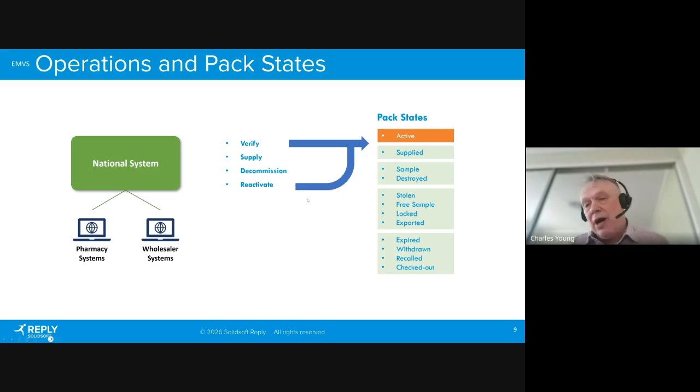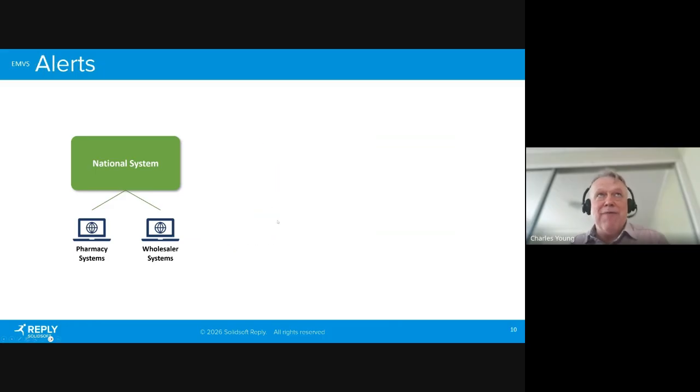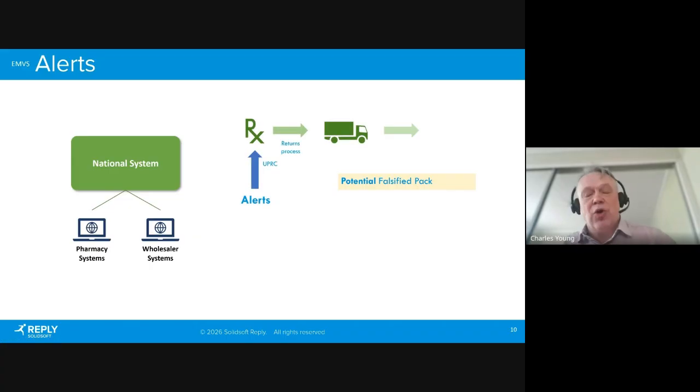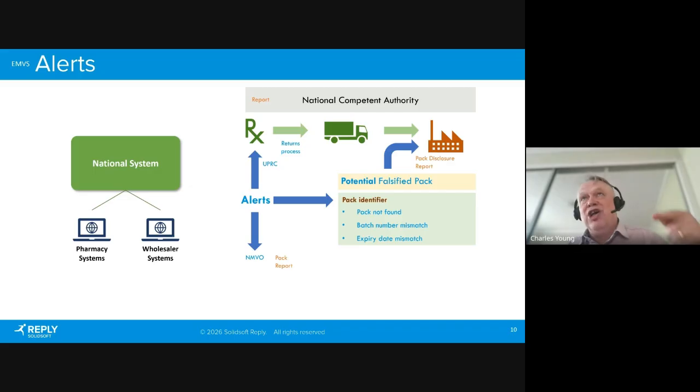So there is that part as well. And we also support bulk as well as that. But let me finish off with just talking about alerts, because that's a major part of the system. If the system detects a potentially falsified medicine, then there are alerts. Those alerts are often part of a return process. There are reports that are available to national competent authorities, to the NMVO, and electronic notifications return to the manufacturer, who are allowed to see a very restricted view of just what happened with that one pack to get an idea of what actually happened.